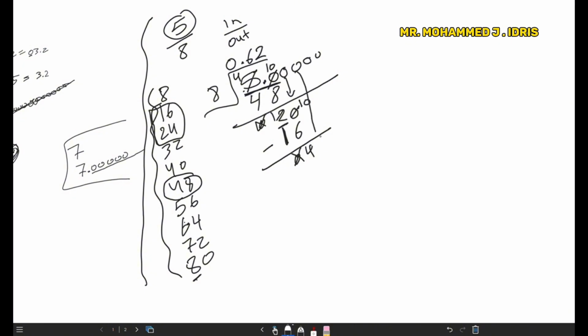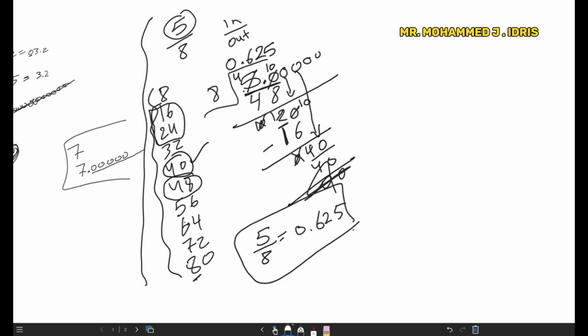So I'm going to go with the next digit, which is this 0. 40. Do I have 40 here? Yes, I do. This is it. I have 40, which comes from 1, 2, 3, 4, 5, which comes from 5. Now I subtract: 0, 0, done. So the answer to 5/8 equals 0.625.